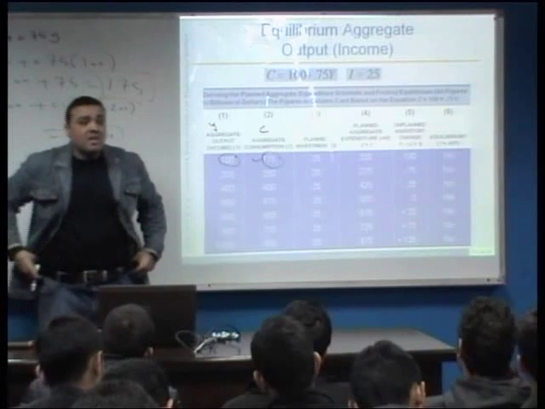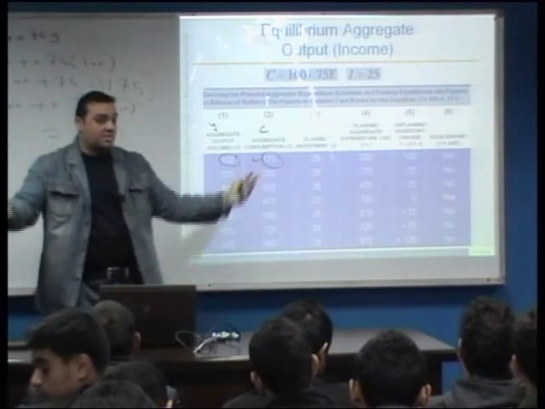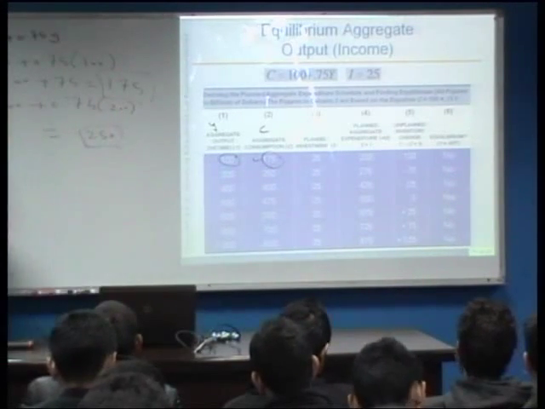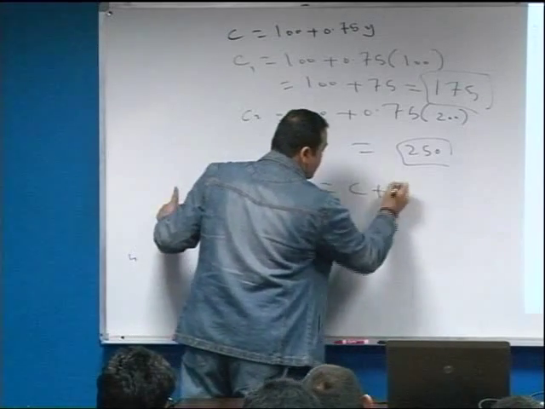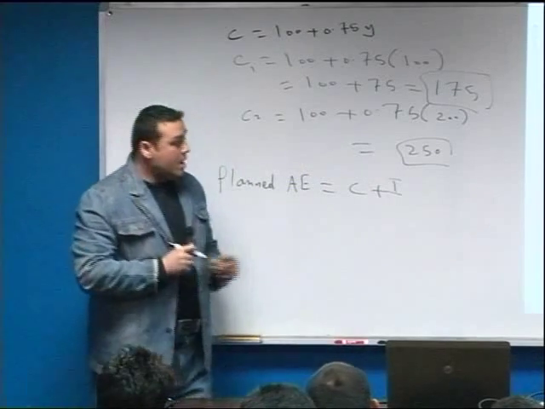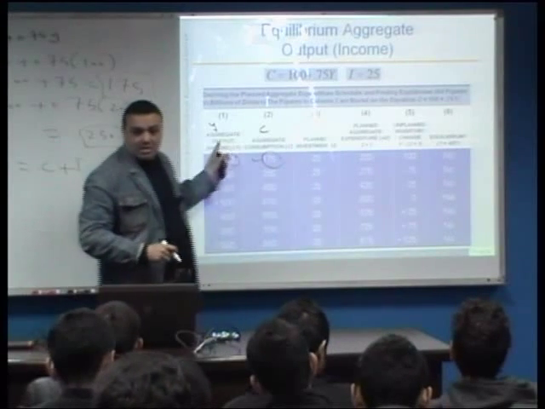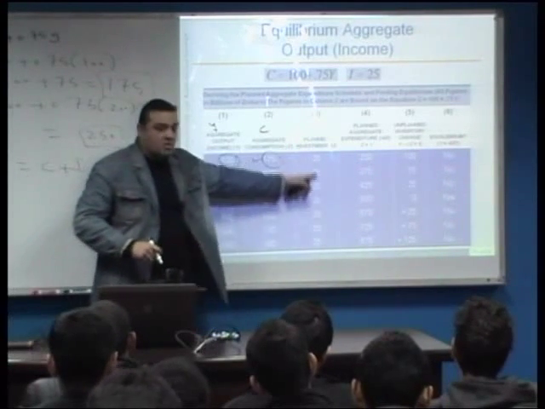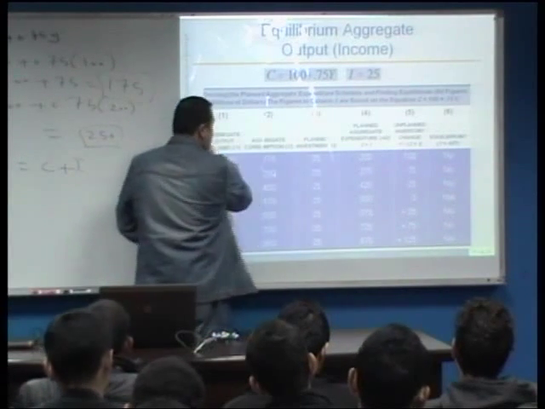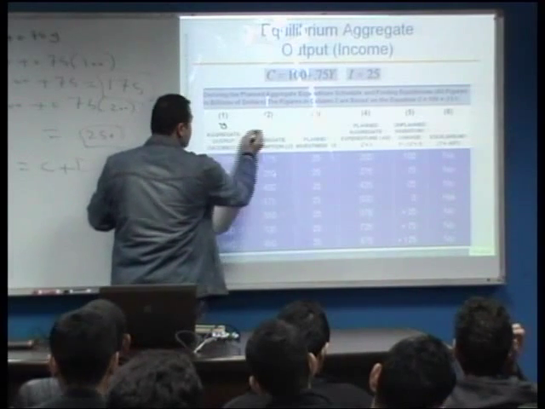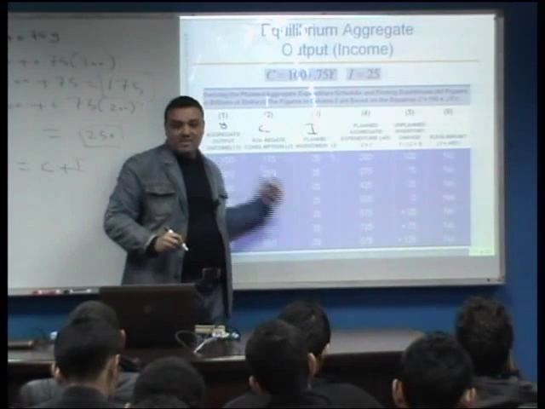Let's calculate the planned aggregate expenditure, the planned aggregate demand or aggregate expenditure. The planned aggregate expenditure equals C plus I. Exactly. And I here is constant at all values of Y. The planned investment is constant. Right? So, to calculate this, this is Y, C, and this is I. The planned investment is constant at all levels of Y.